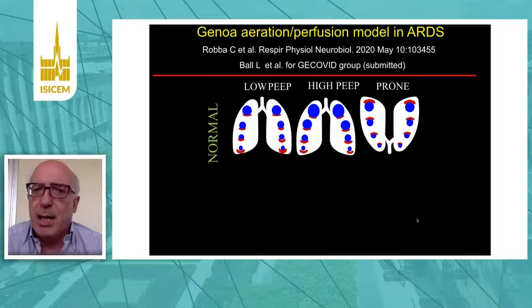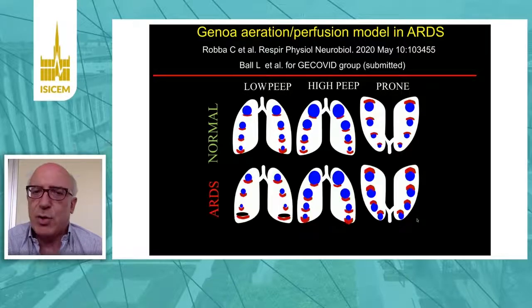To conclude, I propose the Genoa aeration perfusion model in RDS and in normal lungs. In normal lungs, we have more ventilation in the non-dependent part of the lung as compared to the dependent part, with more perfusion in the dependent part. When we increase PEEP, we have overinflation and squeezing of the perfusion. When we prone the normal subject, we have maintenance of perfusion in the dorsal lung regions.